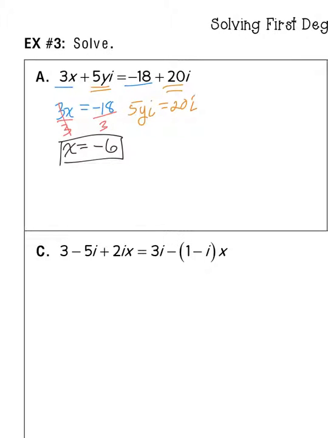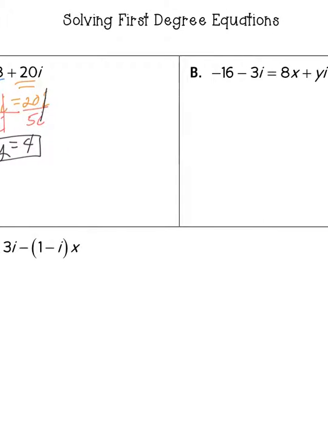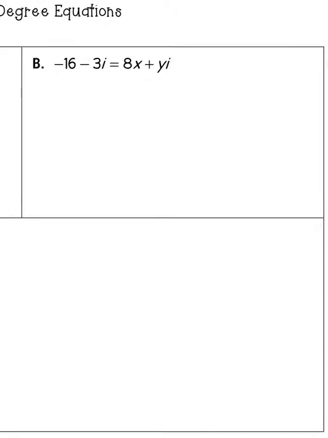And then on the right, I'm trying to solve for y. So to undo that, I want to divide by 5i, and over here divide by 5i. So the 5's and i's cancel, and I get y equals 20 divided by 5 is 4, and the i's cancel. So y is equal to 4. So you go ahead and try B on your own.